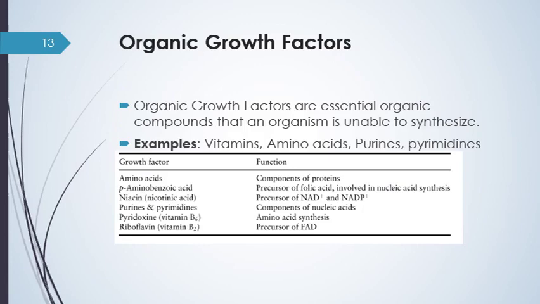Many microorganisms are unable to synthesize certain organic compounds necessary for growth, and they must therefore be provided with them in their growth medium. These are termed growth factors, of which three main groups can be identified: amino acids, purines and pyrimidines, and vitamins. Vitamins are complex organic compounds required in very small amounts for the cell's normal functioning.